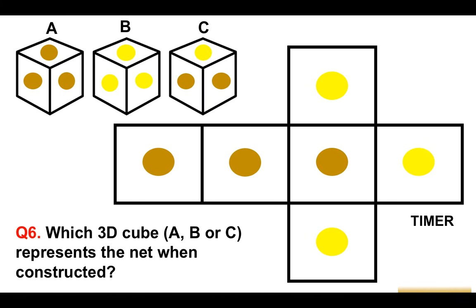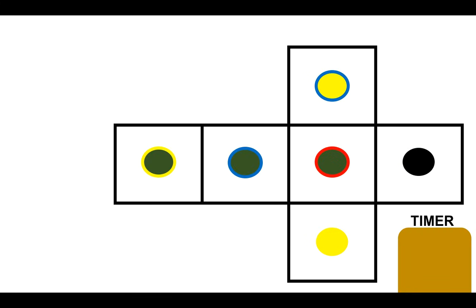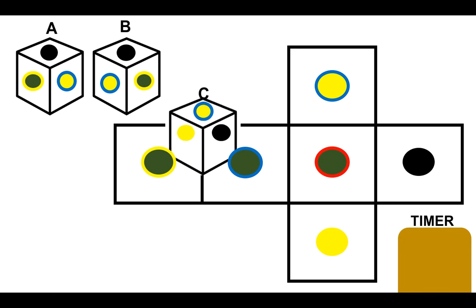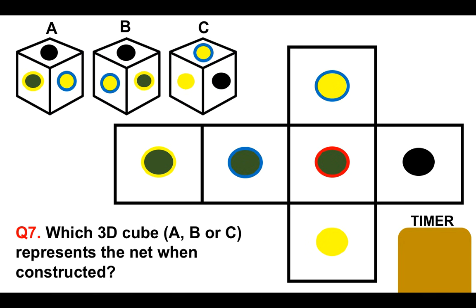And finally, one more. Let's see if you get them all correct. Okay, a little bit different now. Question number 7, which 3D cube, A, B, or C, represents this net when constructed? You've got 15 seconds, guys.